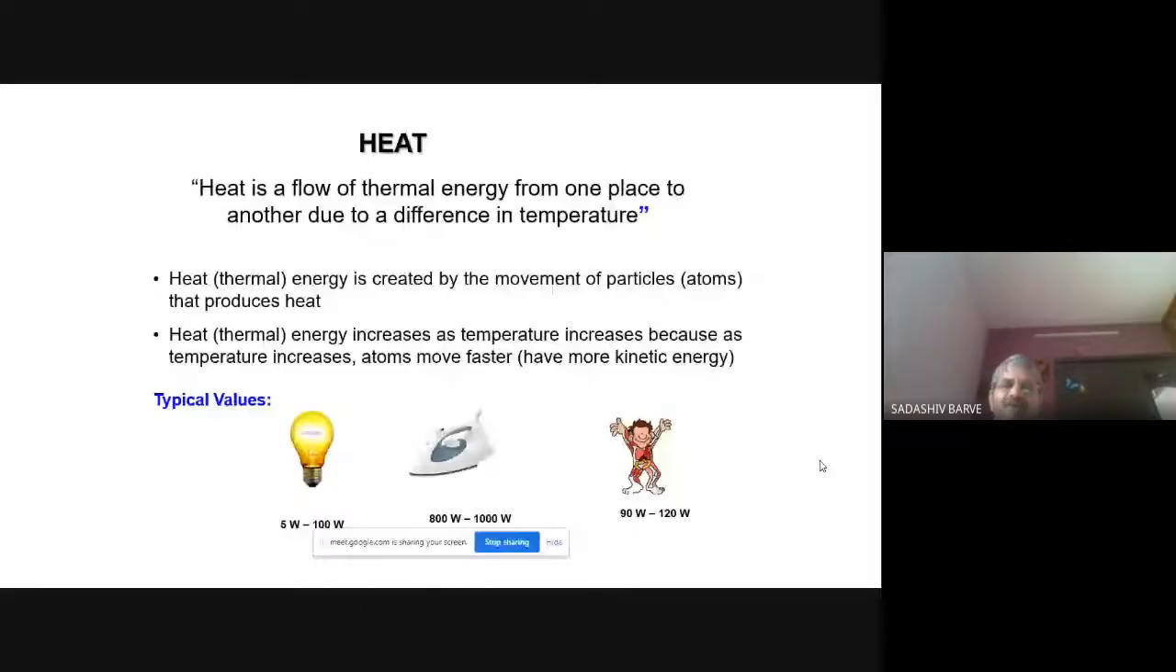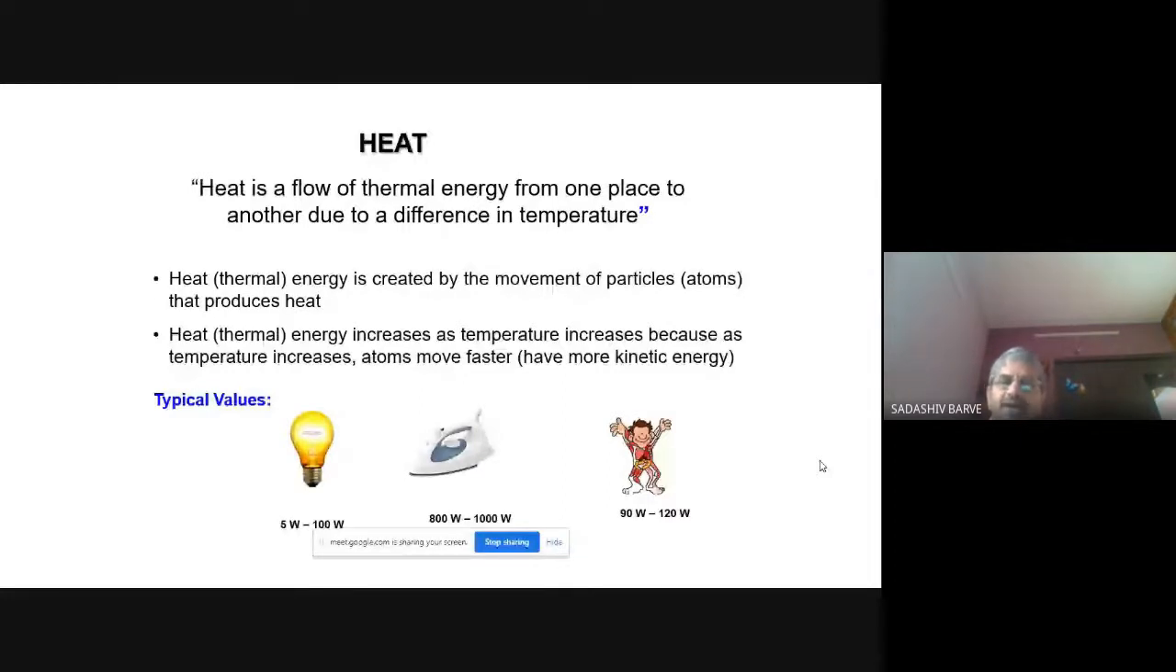Then, another example is our iron box, which we use in day-to-day life. In the box, we have one heater inside. That heater is powered by electric supply. Then the coil gets heated and it increases the temperature of the base, which in turn, by pressing it against the cloth, we do the ironing.